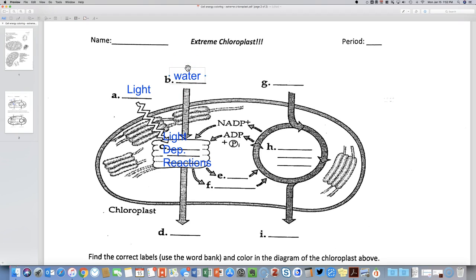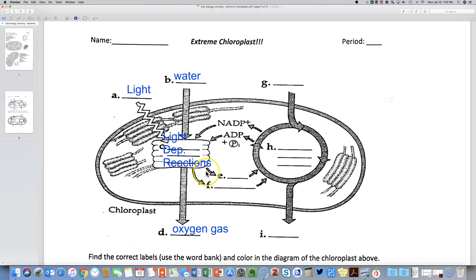And what happens is the chlorophyll gets excited, and some electrons come off of chlorophyll, and then they get replaced by the electrons from water. And when you do that, water gets split into hydrogen and oxygen, and the two oxygens come together and combine to form oxygen gas.